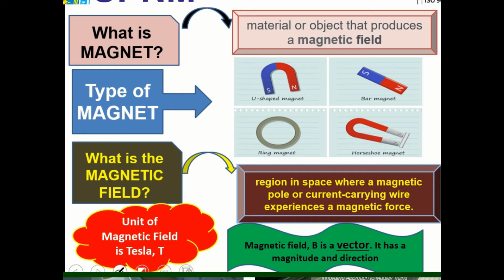So what is the magnetic field? Magnetic field is a region in space where a magnetic pole or current carrying wire experiences a magnetic force. Alright, so magnetic field, we represent the symbol by capital B. It is a vector quantity, so it has magnitude and also direction of the magnetic field. And the unit is T, capital T, which represents Tesla.